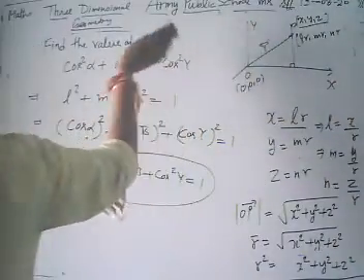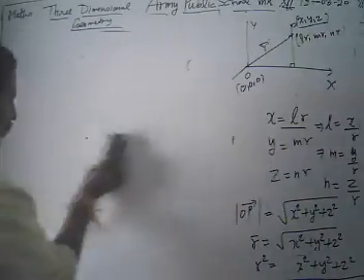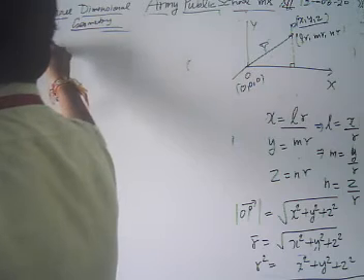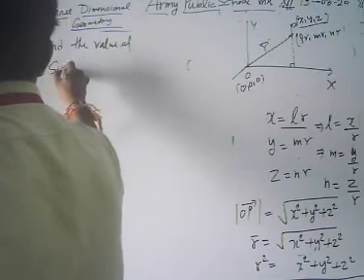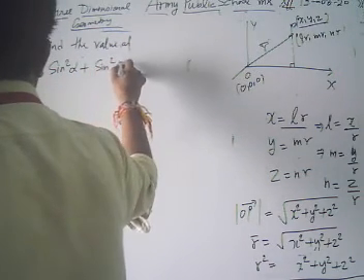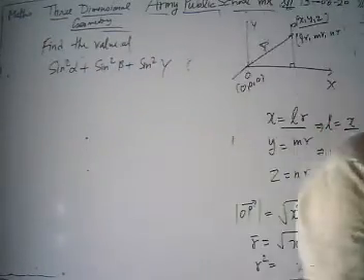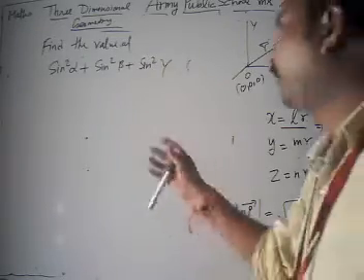So suppose it is further asked, on the basis of l square plus m square plus n square, find the value of sin square alpha plus sin square beta plus sin square gamma. Now look, on the basis of l, m and n, we have to find the value of sin square alpha, sin square beta and sin square gamma. How can we find these values? We have to find the value of sine square.